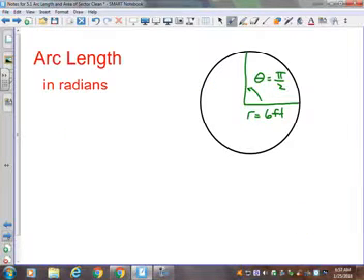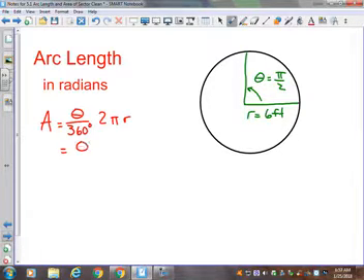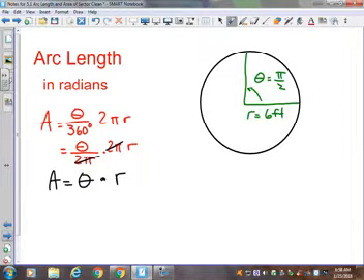Now let's look at arc length and talk about the radian formula. Let's start with the one for degrees first and turn it into the radian formula. So we had our degree formula that was the circumference formula times the fraction. We can take out the 360 and put in 2 pi. What happens then is the 2 pi's cancel. So this is a very simple formula. It's just theta in radians times r.